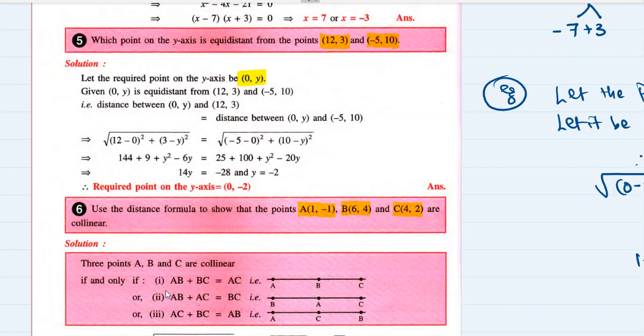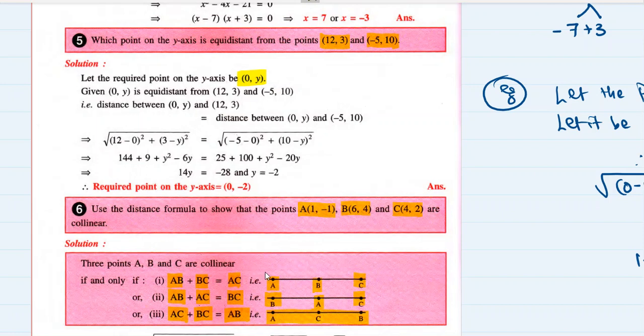3 points A, B and C are said to be collinear if AB plus BC is equal to AC. That is, B is in between A and C. That's why AB plus BC is equal to AC. Or AB plus AC is equal to BC. That is, A is in between B and C. So BA plus AC is BC. Or AC plus CB is equal to AB. That is, C is in the middle and A and B are on the corners. That's why AC plus CB is equal to AB. So if one of these three conditions is true, then the 3 points are said to be collinear.